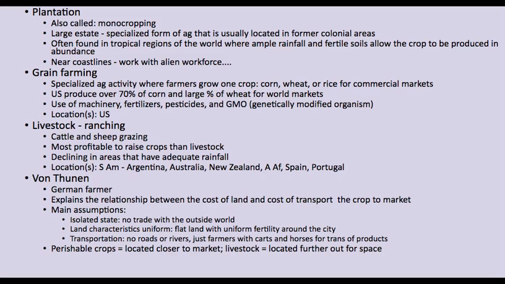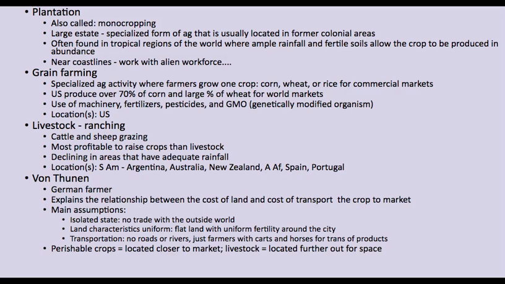The United States produces over 70% of corn and a large percent of the wheat in the world market, as our table earlier said, and it hits all of the big things. Again, we don't have a lot of people, but a lot of machinery, fertilizers, and GMOs, which are genetically modified organisms. We'll talk about that later.